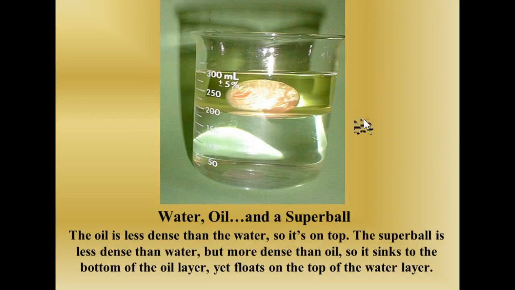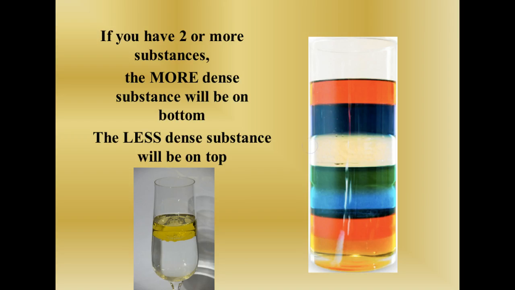Here is an example of water, oil, and a super ball. The oil is less dense than water, so it's on top. The super ball is more dense than the oil but less dense than water, so it's going to be right in the middle. It's going to float on top of the water, and it's going to sink in the oil. So if you have two or more substances, the more dense substance will be on the bottom and the less dense substance will be on top.